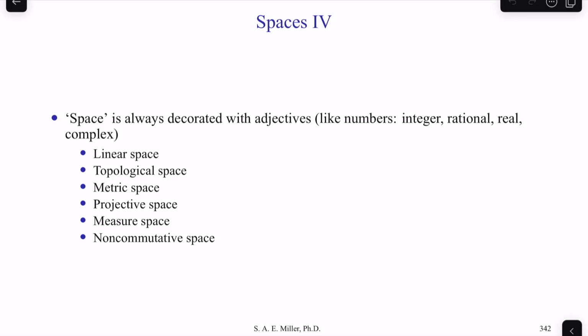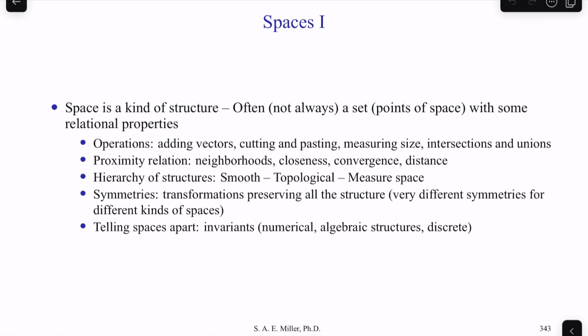Space usually has many adjectives, for example, integer, rational, real, complex, to help define it. For example, linear, topological, metric, projective, measure, and non-commutative spaces. Spaces have structure, and, well, not always, a set of points in space with some properties. Some of these properties could be operations like adding, cutting, measuring, intersections, unions from set theory.